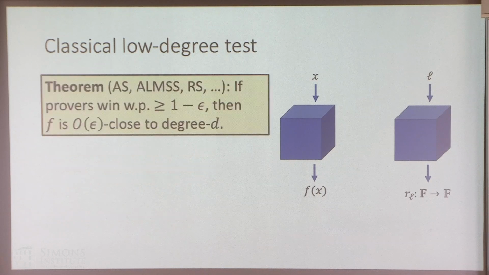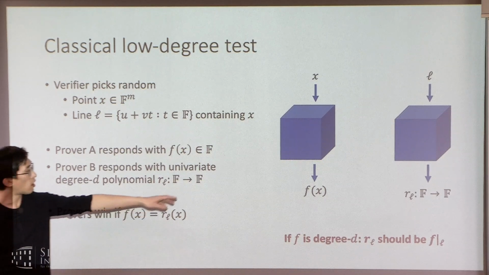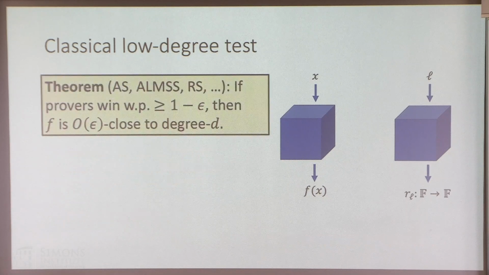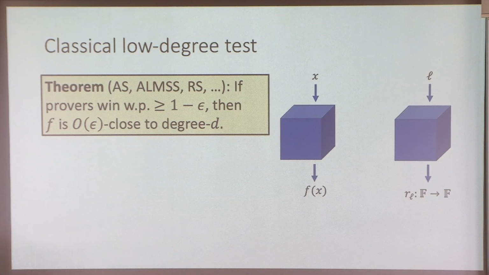Well, what do we know about it? Okay. So what is this R sub L supposed to be? If f is indeed a low-degree polynomial, it should be the restriction of f along this line. So here's the amazing classical rigidity theorem. If these classical provers win with probability greater than 1 minus epsilon, then in fact this function f, the responses of this black box, is going to be close to a degree D polynomial.